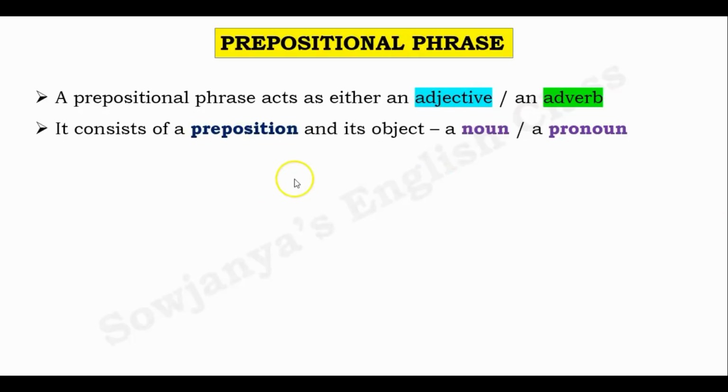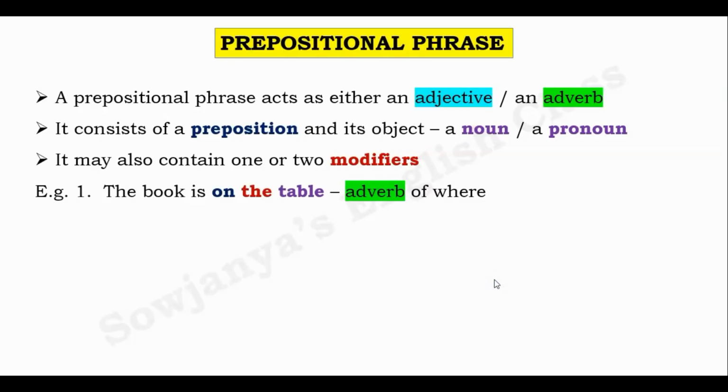It consists of a preposition and its object. What is the object of a preposition? Either a noun or a pronoun. It may also contain one or two modifiers. Example: the book is on the table. Where is it? On the table. Adverb of place. Here, on is the preposition, the is a modifier, and table is a noun.